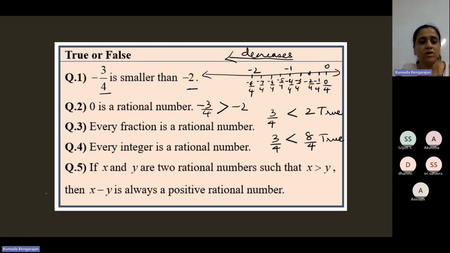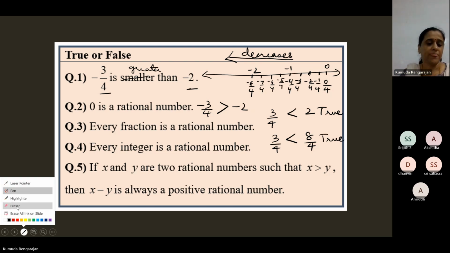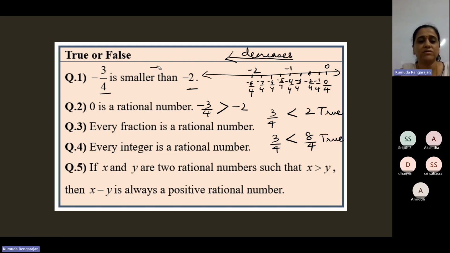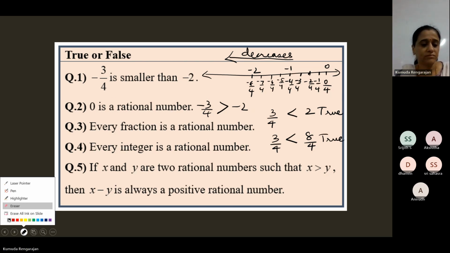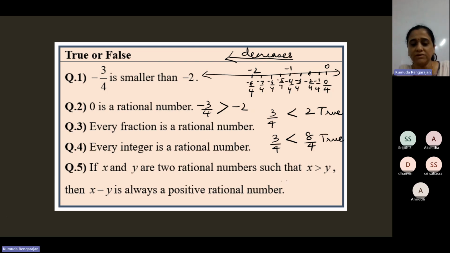All right. So now the correct statement is minus 3 by 4 is greater than minus 2. But it's given smaller, so it's false. The statement is false. So minus 3 by 4 will be greater than minus 8 by 4. Minus 3 by 4 is greater than minus 2. But it's given smaller, so this is false.